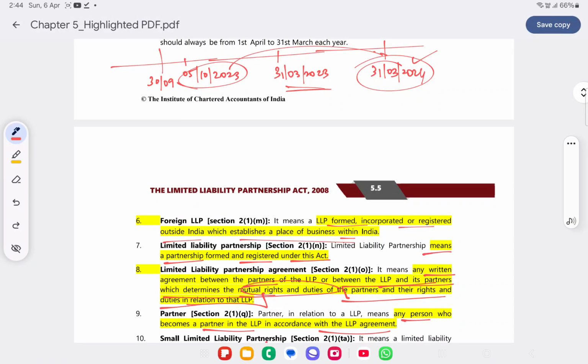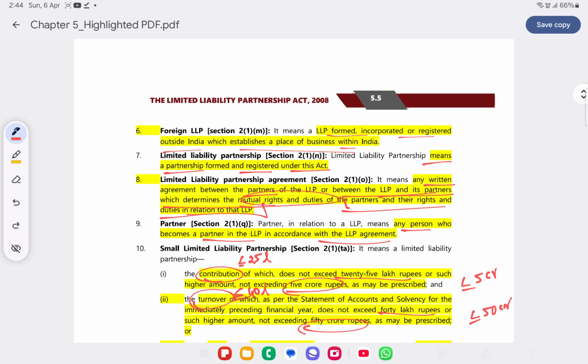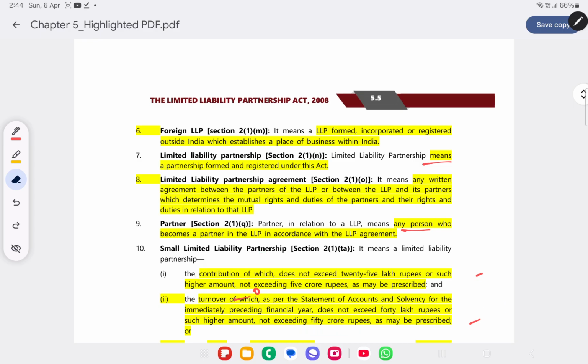So next is about foreign LLP. What do you mean by foreign LLP? We are seeing part 2 of the video, part 1 is already done. Foreign LLP means an LLP which is incorporated outside India but has a place of business in India. So that's basically a foreign LLP.